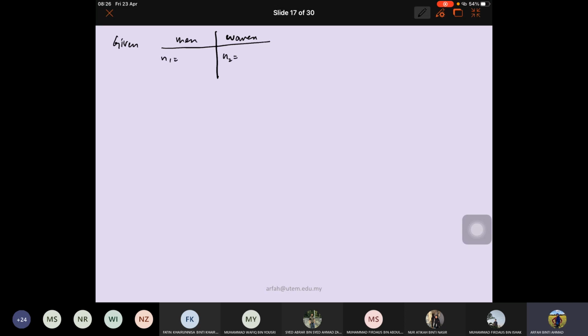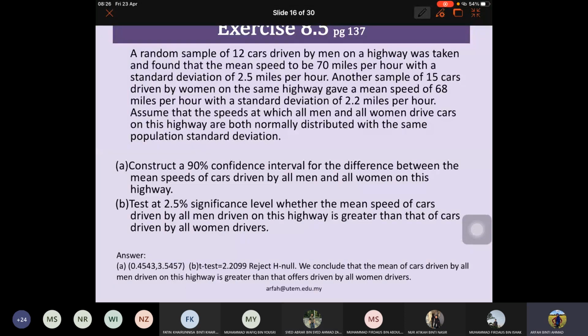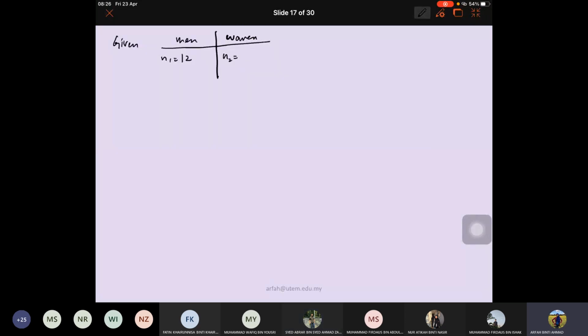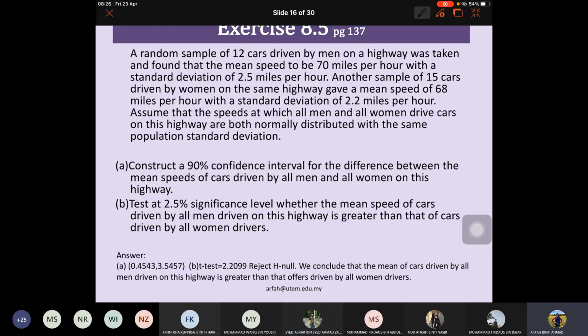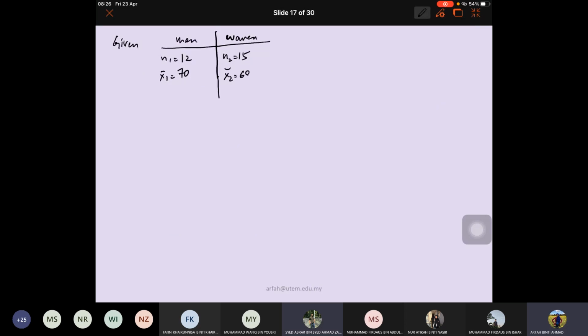So, N1 sama dengan berapa? Tengok balik kat sini, N1 sama dengan berapa? 12. 12, betul. N1 12, N2? 15. 15. Okay. N2 15. X bar 1. 70. 70. Betul. X bar 2? 68. 68. Okay, S1? 2.5. 2.5 and S2? 2.2. 2.2. Okay, thank you, Syed.